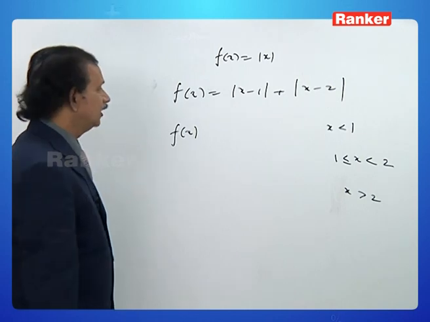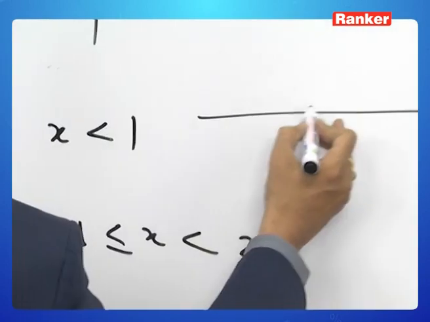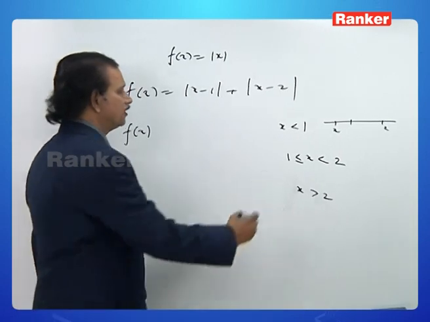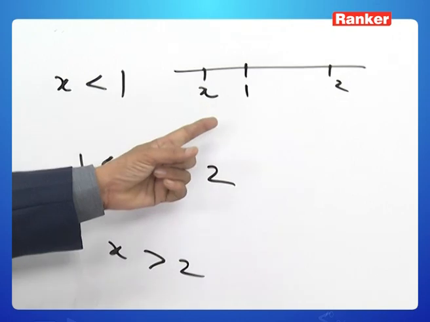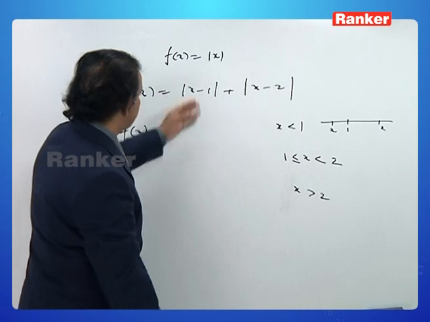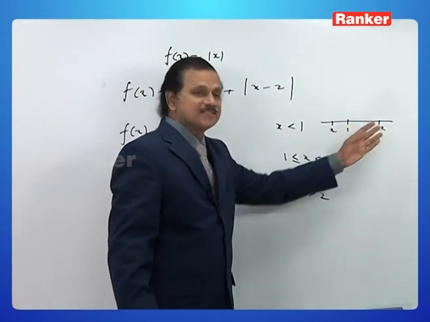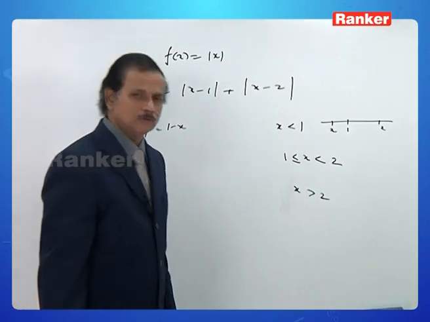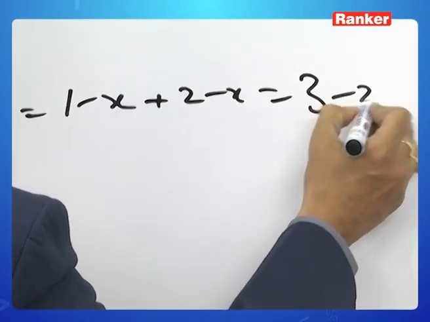Let us define. If x is less than 1, what is the distance between x and 1? Do you say that it is x minus 1 or 1 minus x? 1 minus x. Therefore, mod x minus 1 is 1 minus x. X is less than 2. What is the distance between x and 2? Is it 2 minus x or x minus 2? 2 minus x. Altogether it is 3 minus 2x.